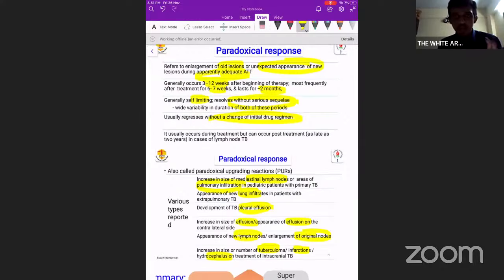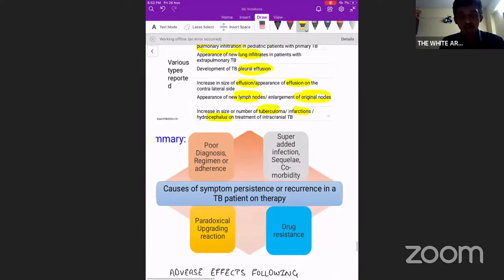Now, as a whole, to summarize, if we have a child who is not responding well to treatment, what do we do? What do we think of first? First thing we'll have to think of is whether he is not adhering to the treatment, and that is the cause for non-response to the therapy. Correct? So poor adherence, or the diagnosis is wrong. That is what we'll have to think first. Second, it can be a superadded infection or any other comorbidity that the child is suffering from, and that is causing the problem. Or one of the causes is paradoxical upgrading reactions, which we have seen now. And last, we'll have to think of drug resistance.